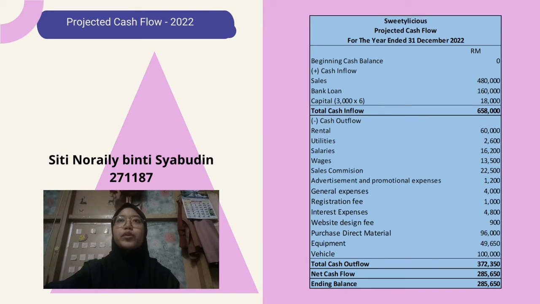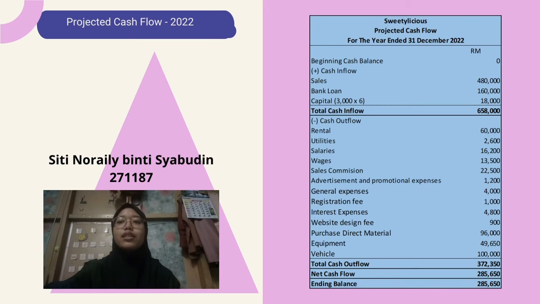Next I will present the projected cash flow for 2022. First, the beginning cash balance in 2022 will be zero because there is no closing cash balance in 2021. The total cash inflow is 658,000. The total cash outflow is 372,350. When the total cash inflow is minus the total cash outflow, we get the net cash flow, which is 285,650. The ending cash balance for 2022 will be 285,650 when the net cash flow is added to the beginning cash balance.